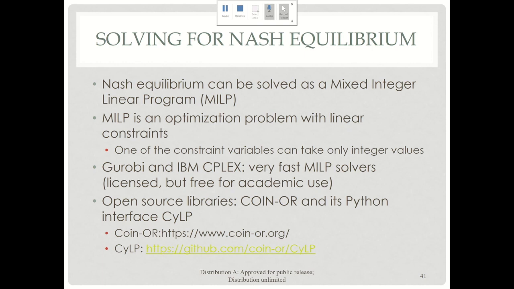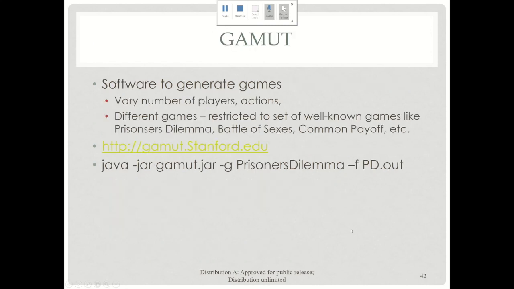They're very fast MILP solvers, and they're free for academic use. I have used an open source library for solving MILP called CoinOR. It also comes with a Python interface called CyLP. This is the website for downloading CoinOR. These are libraries that you can use to solve math programs for finding Nash equilibrium. There are also a bunch of software packages with algorithms for finding Nash equilibrium and other types of equilibrium and solutions for games.